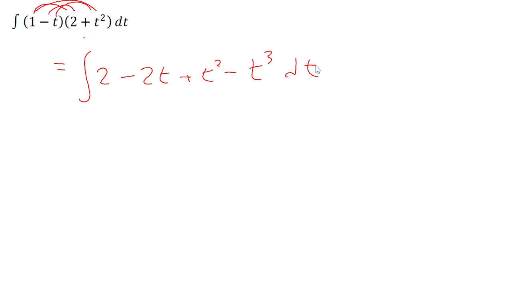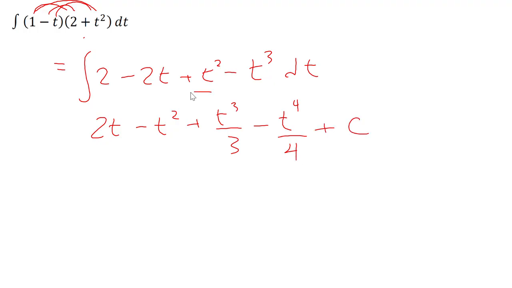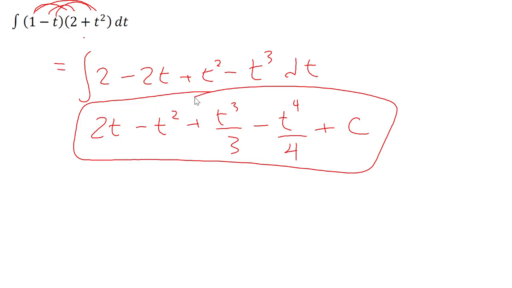It's the integral of 2 minus 2t plus t squared minus t cubed dt. And we'll just integrate each of those. So 2 will become 2t. Minus 2t squared will become a minus 2t squared over 2, or just minus t squared. And then t squared will become t cubed over 3. And minus t cubed will become minus t to the fourth over 4. And of course, don't forget your constant at the end, plus a c.